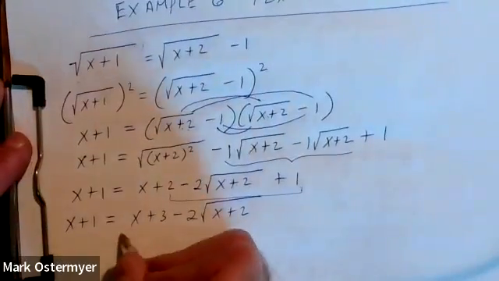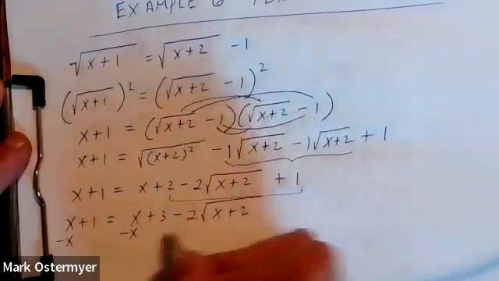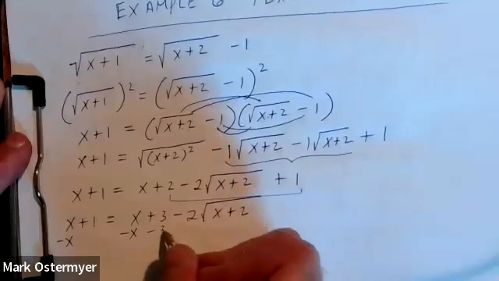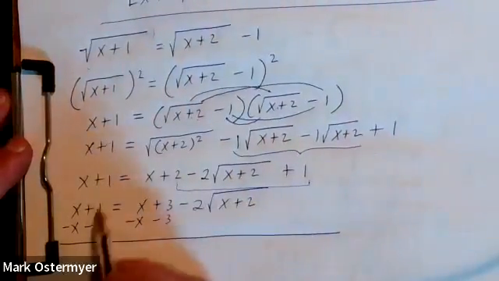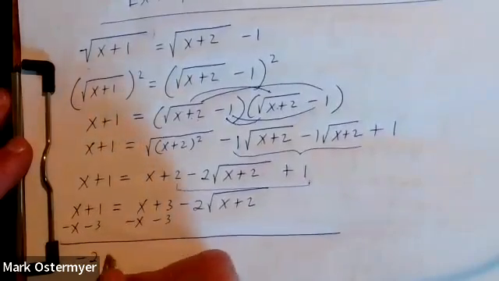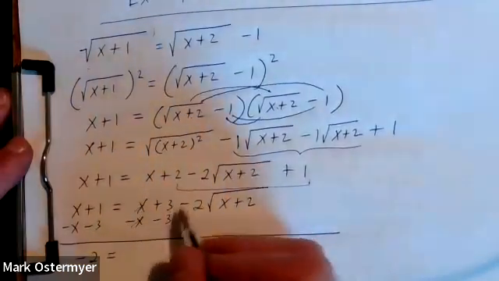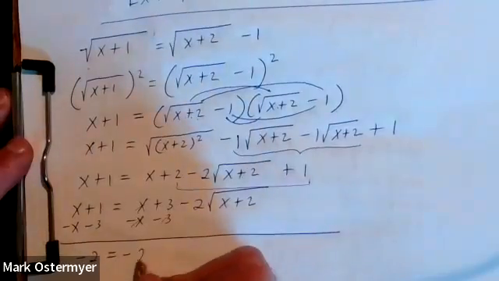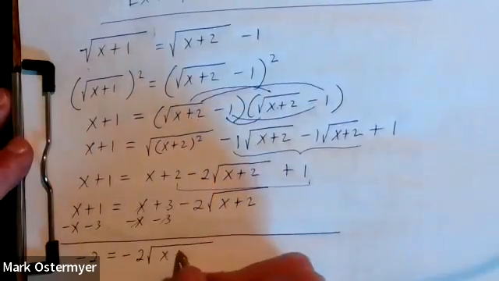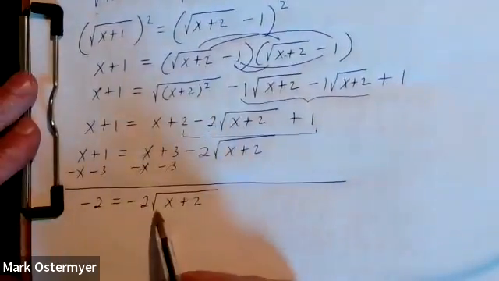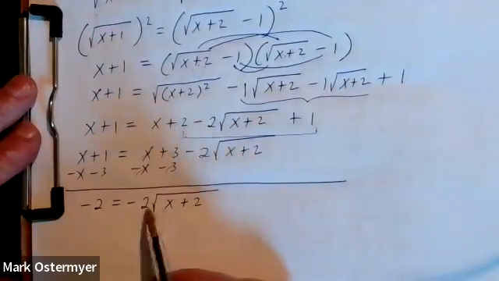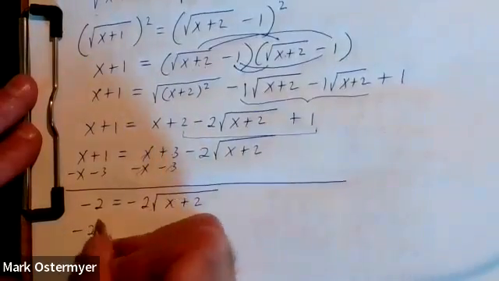Now I'm going to move the x over to the left side by subtracting x from both sides of the equation, and also move the 3 over to the left side of my equation by minusing 3 from both sides. The x's drop out on the left, and 1 minus 3 nets us -2. The x's drop out on the right, the 3's drop out on the right. We're left with -2 times the square root of x plus 2. And now, what I'm going to do is I'm going to get rid of this square root on the right side of my equation by squaring both sides of my equation yet again.